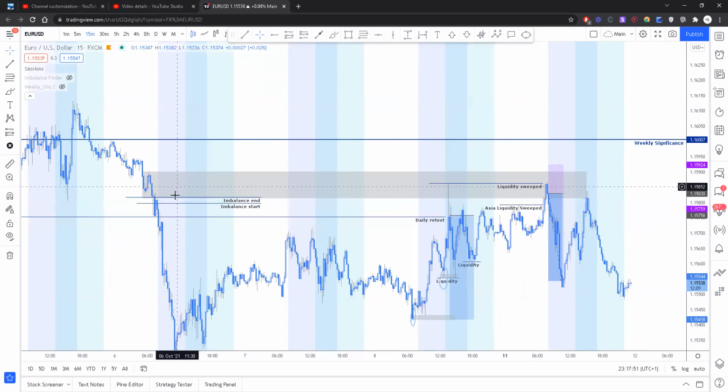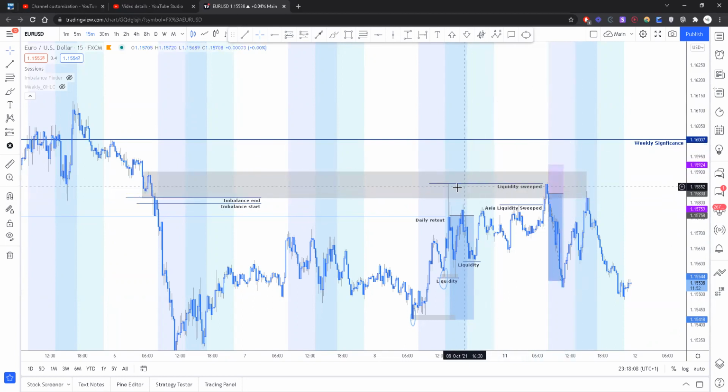Now, at this point in time, the imbalance, this is a 1 hour imbalance, was already filled. We can see, was this filled on the 5 minute? I'm not looking at imbalances on the 5 minute, but it's just something to be aware of. It's just a nice little confluence that I'm really enjoying at the moment, at least.